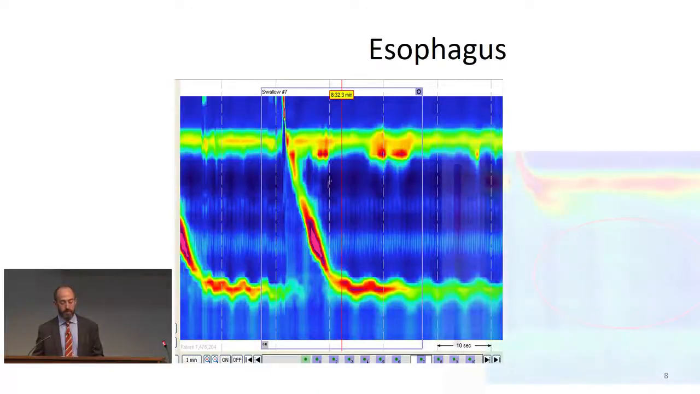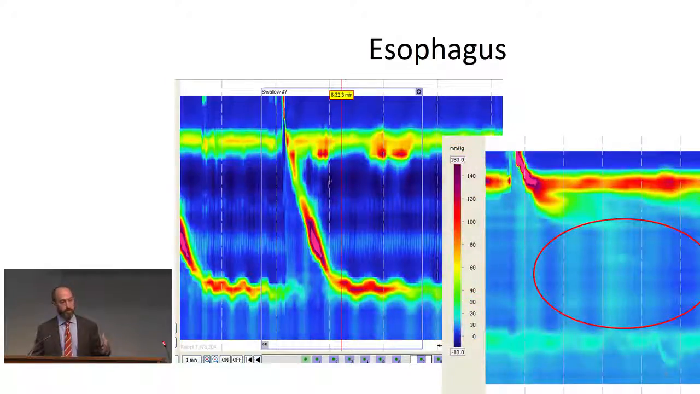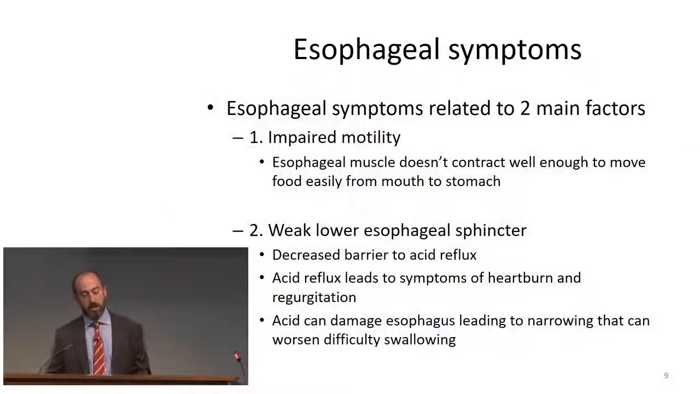And then in scleroderma, we can visually see why there's an impairment of the muscle of the esophagus and how that might lead to symptoms. On the right, you see a swallow of someone with scleroderma, and you see a complete absence of normal muscle contraction as the esophagus musculature is scarred and therefore dysfunctional. The esophageal symptoms related to scleroderma are related to two main factors. As you saw on the previous slide, there's impaired motility, where the esophageal muscle doesn't contract well enough to move food easily from the mouth to the stomach.